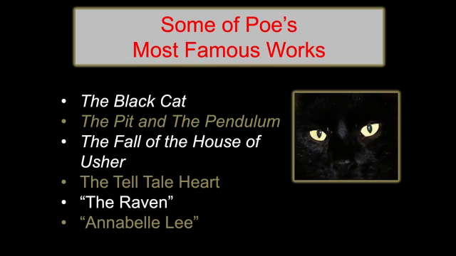And some of Poe's most famous short works would be The Black Cat, The Pit and the Pendulum, The Fall of the House of Usher, The Telltale Heart, and he also has Gothic poems such as The Raven and Annabel Lee.